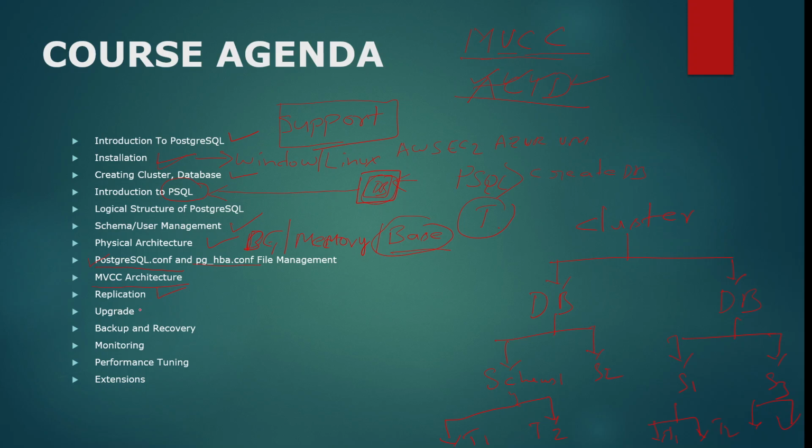Then we'll discuss upgrade, how to upgrade from one version to another version. Like let's say your database is running on 9.6, how to upgrade it to 11 or 12 or whatever. Or if your database is running on 14, how to upgrade it to 18. All these things we will discuss. We'll take one or two scenarios as an example and we'll work on that.